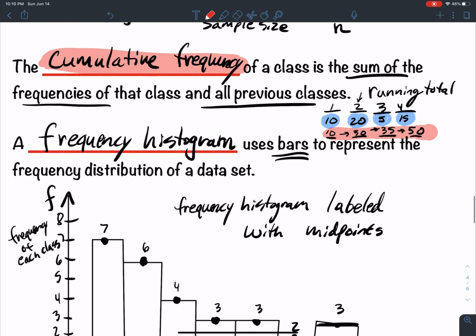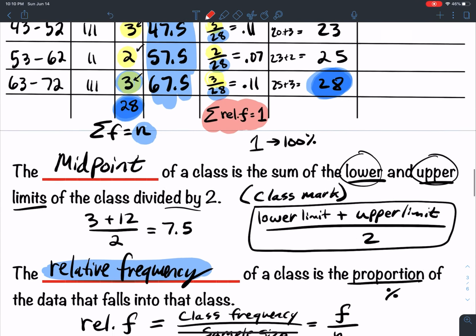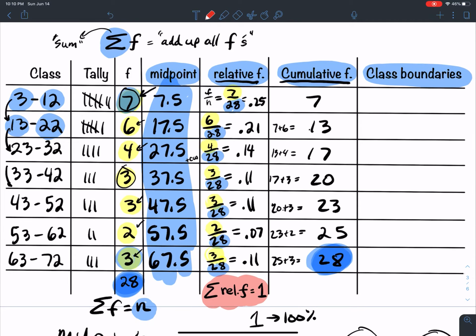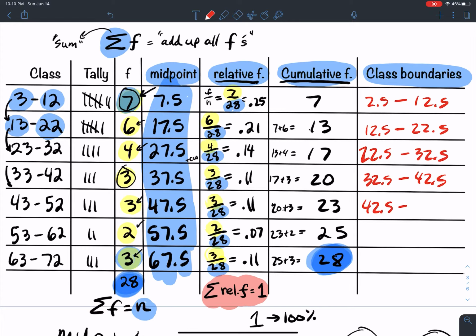Now, if I'm going to write out the class boundaries, it's going to be 2.5 to 12.5, and then 12.5 to 22.5, and then 22.5 to 32.5, 32.5 to 42.5, 42.5 to 52.5, then 52.5 to 62.5, and then 62.5 to 72.5.